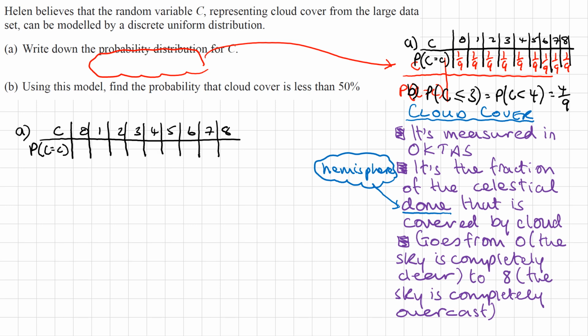So 1/9 for each of the outcomes, because there are 9 outcomes here, not 8, 9, because we're going from 0.